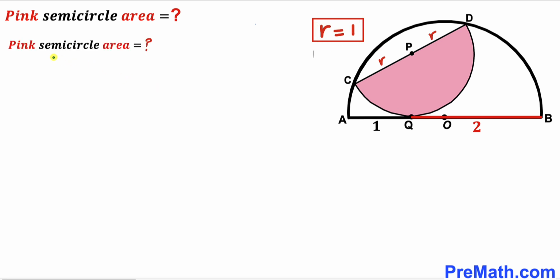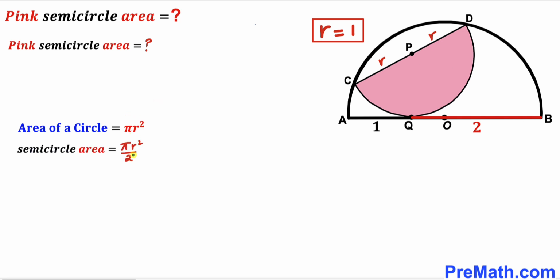And here's our final step. Let's go ahead and calculate the area of this pink shaded semicircle. And now let's recall the area of a circle formula: area equal to pi r square, where lowercase r is the radius. And since we are dealing with the semicircle, so the semicircle area is going to be this pi r square, and we are going to divide it by 2. So therefore our pink semicircle area is going to be pi divided by 2 times the radius lowercase r is 1. So this is going to become 1 square.